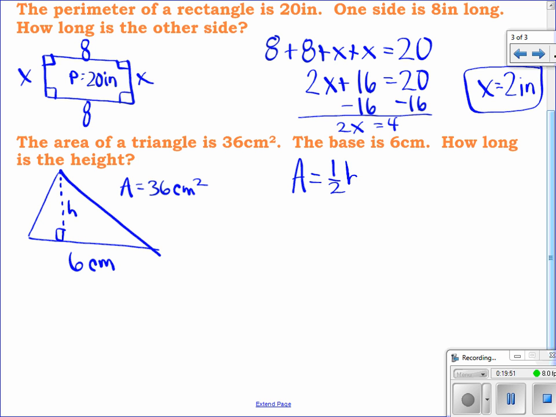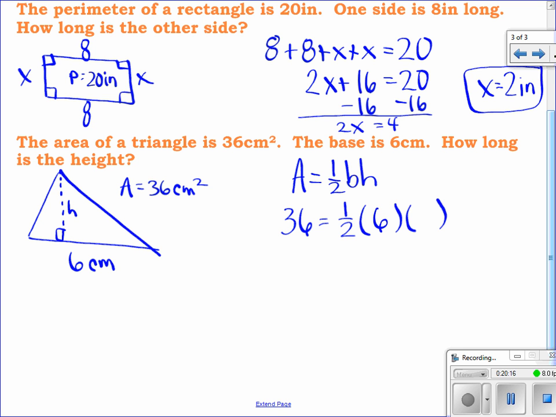Now we need to put in what we know. Do we know A? Yeah, we do. Okay, they told us that. It's 36. Do we know the base? They told us it's 6. Do we know the height? We don't know. We put our H in there, or X, whatever letter you want.